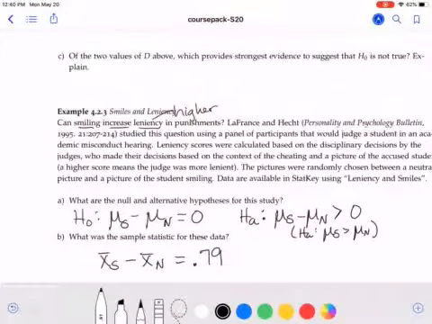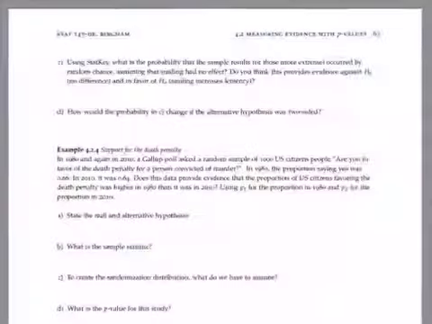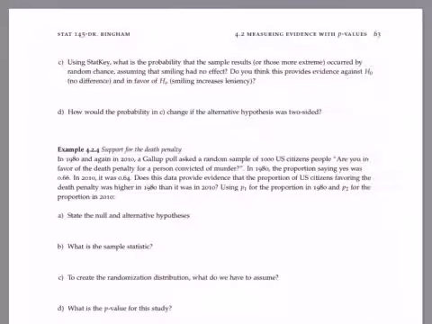Okay, the next question is asking us about the p-value. Using StatKey, what's the probability that sample results as extreme as these occurred by random chance, assuming that smiling had no effect? In other words, this is asking us for the p-value, that area in the tail beyond our sample value. And do you think this provides evidence against the null in favor of the alternative?